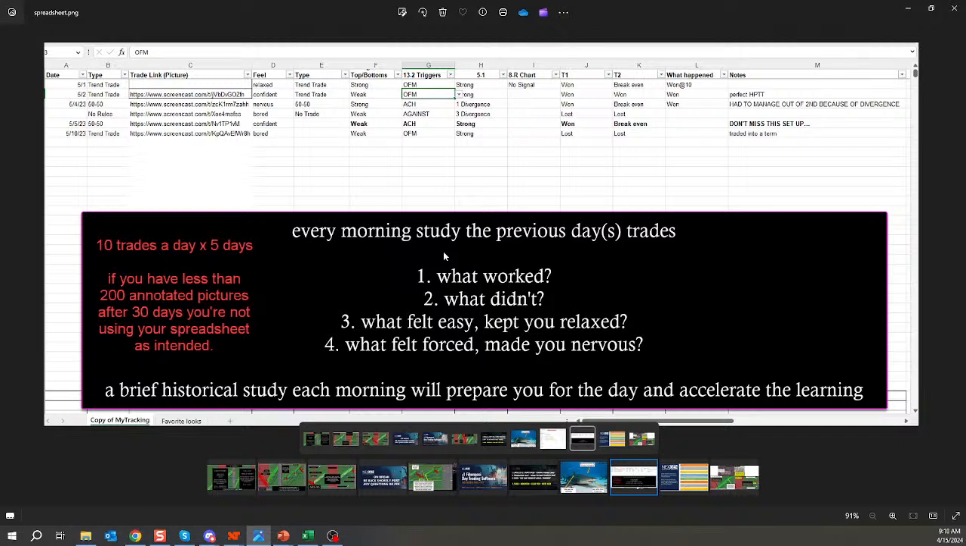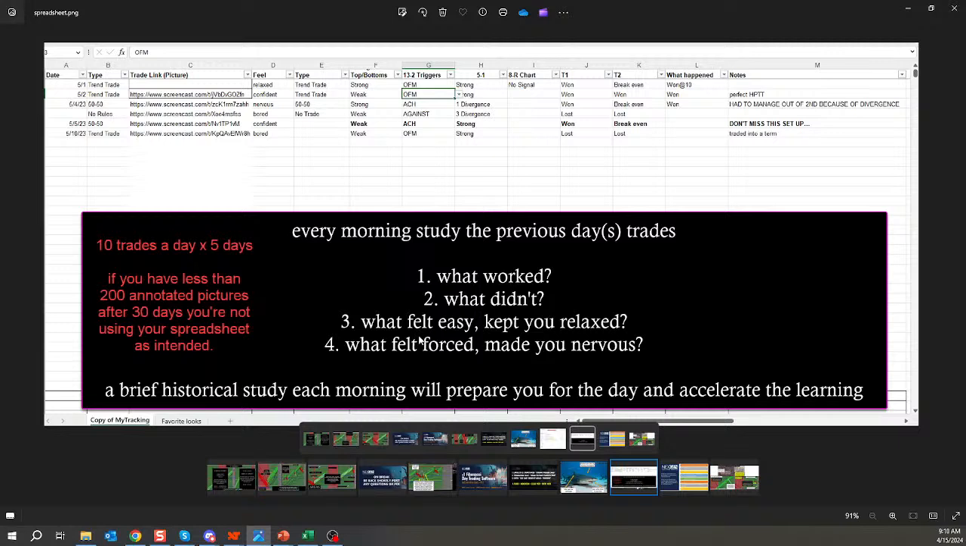So each morning I started with this great fresh outlook, saying, hey, I'm going to focus on this and try to make this happen, and I'm going to try to avoid that, because that other thing seems to be costing me money. That other thing seems to be what's taking cash out of my account. And I do this every morning, guys, and I still do this every morning: what worked and what didn't work, what felt easy and what felt forced.